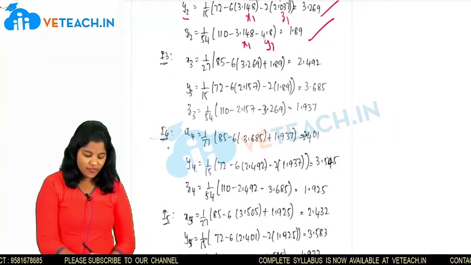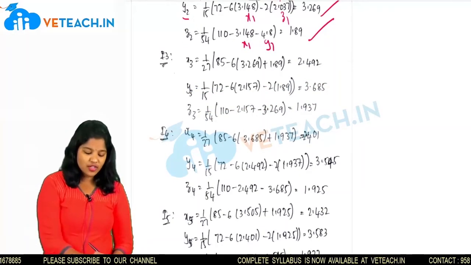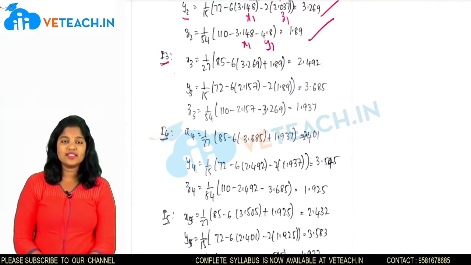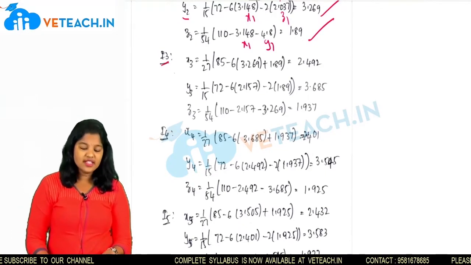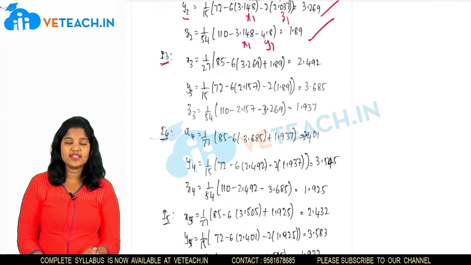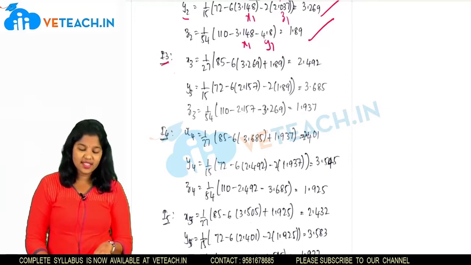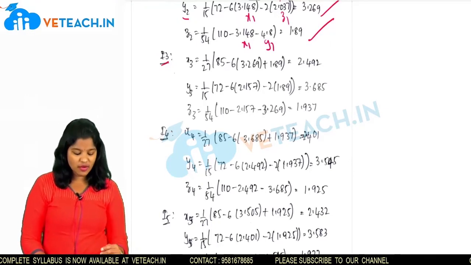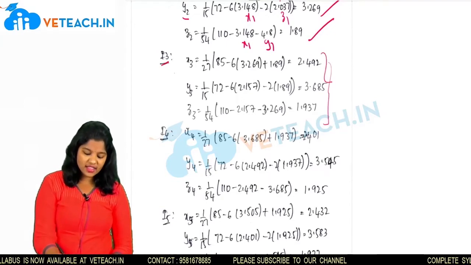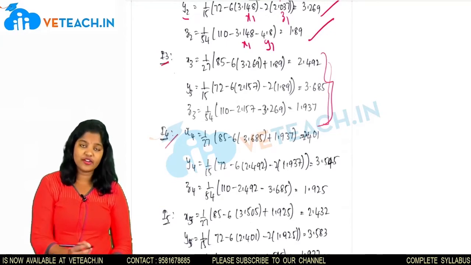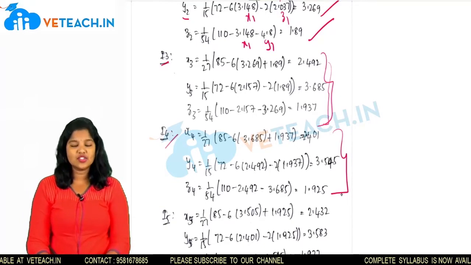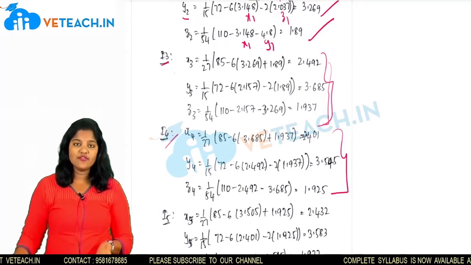Similarly for the third, fourth, fifth iterations also. For the third iteration, for x3, substitute y2 and z2 values. For y3, x3 and z3 values. Sorry, for y3, x2 and z2 values. For z3, x2 and y2 values. Similarly for the fourth iteration and fifth iteration, substitute those values, and take these values as initial values for iteration 4 and take x4, y4, z4 as initial values for iteration 5.